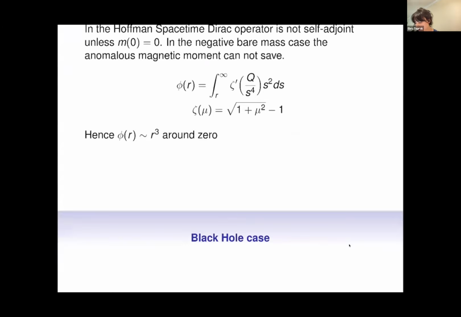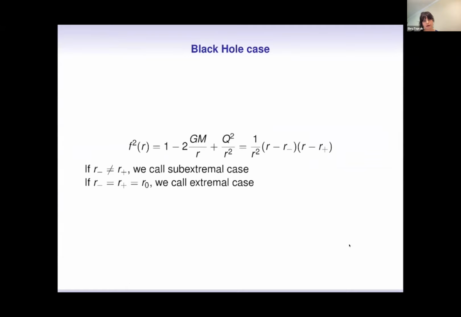So in that case, I can also talk about the black hole case. In the black hole case, the well-known setting is that we have two roots here. Basically, we have zeros of the metric function. Either these zeros are not the same, which we call the sub-extremal case, or, if those roots are the same, we call it the extremal case.